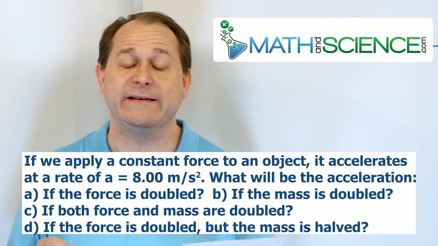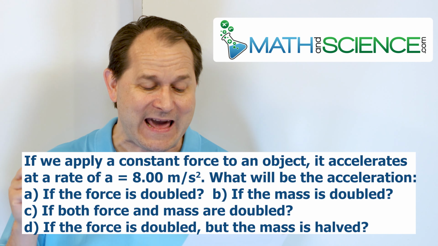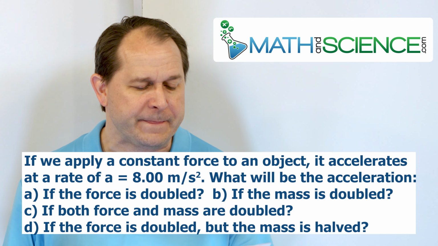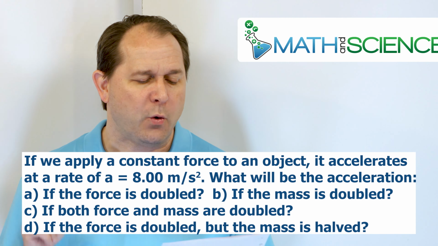If we apply a constant force to an object, it accelerates at a rate A equal to 8.0 meters per second squared. What will be the object's rate of acceleration if, and we have 4 different situations: part A, the force is doubled; part B, the mass is doubled; part C, both the force and the mass are doubled; and part D, the force is doubled, but the mass is halved.